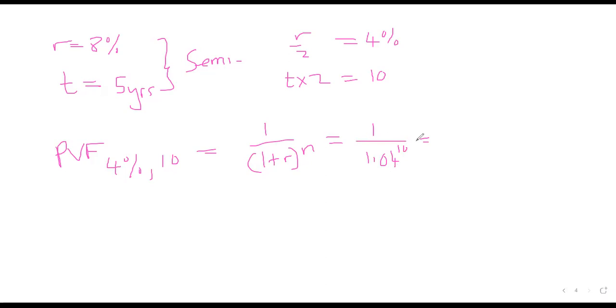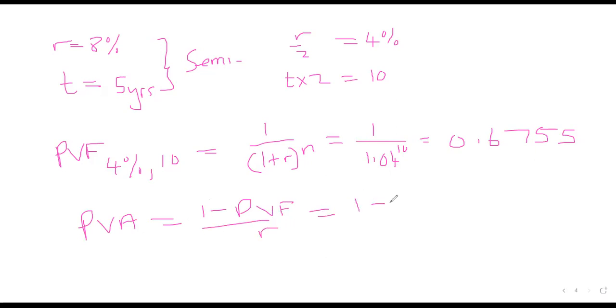So 1.04 to the power 10, then 1 divided by the answer, we're going to get 0.6755. So to get the annuity factor, it is simply 1 minus the present value factor over the rate. So 1 minus 0.6755 over the interest rate, which is 4%, 0.04. So 1 minus the answer divided by 0.04. We're going to get 8.11.